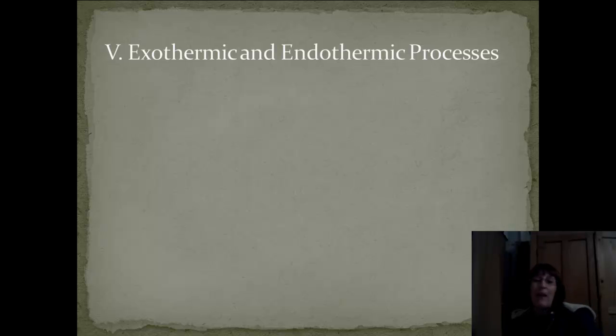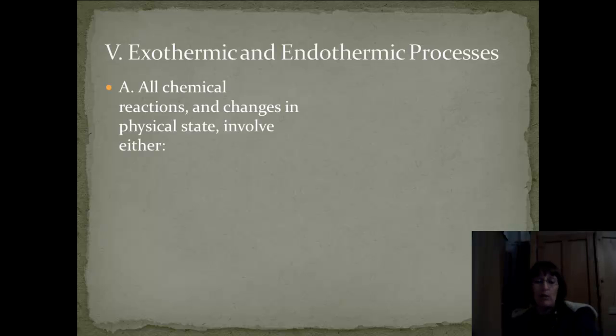Alright, Roman numeral number 5 on your notes, exothermic and endothermic processes. Again, we've already hit these words before, so these should be familiar to you. All chemical reactions, all changes in physical state, will either involve an increase in temperature or a decrease in temperature. That means they're either going to involve a release of heat, exothermic, or an absorption of heat, endothermic. One of those two things is going to happen.